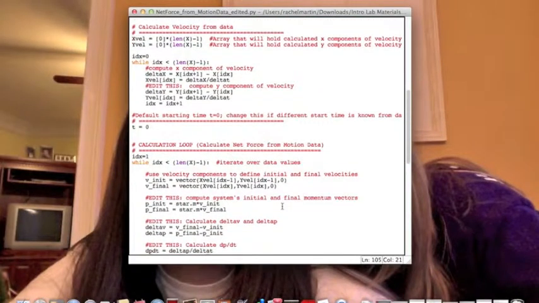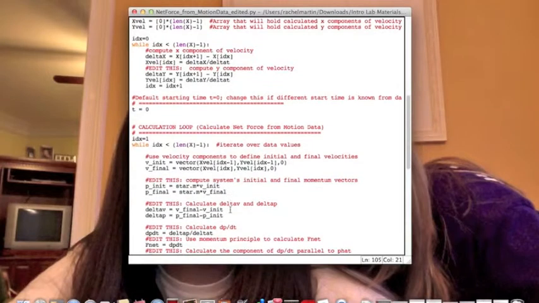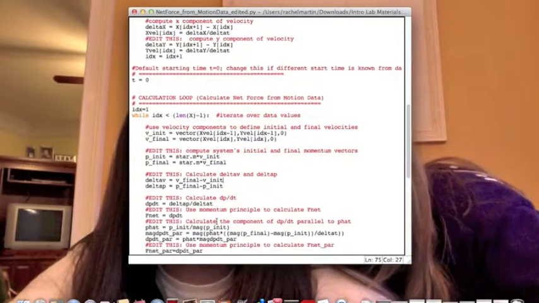Using the values for velocity, I was able to predict the star's momentum. P initial was equal to the star's mass times its initial velocity, while P final was equal to the star's mass times final velocity. Delta V, or the change in velocity, therefore equals V final minus V initial, while delta P, the change in momentum, equals P final minus P initial. The change in momentum over the change in time is equal to delta P divided by delta t. F net is equal to dp/dt by the momentum principle.